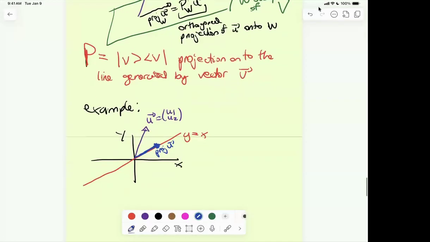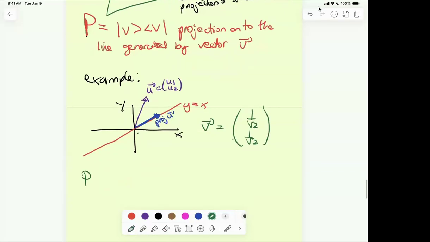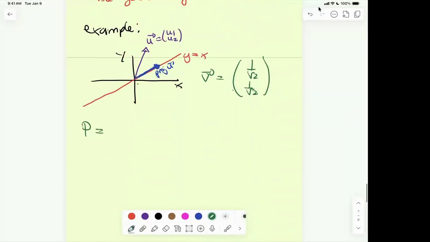So the vector v in this case has to be a unit length vector. So you have to make it unit length. So it's 1/√2, 1/√2, right? And so the projection matrix should be, let me use the other formula. I'll stop using direct notation for now, for a second, because otherwise I will get messed up.